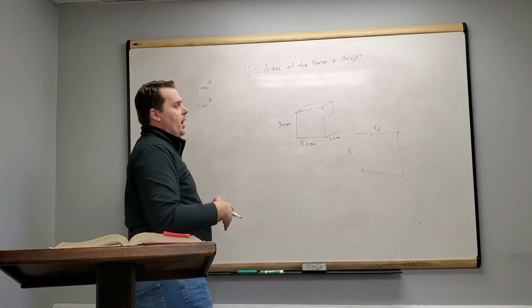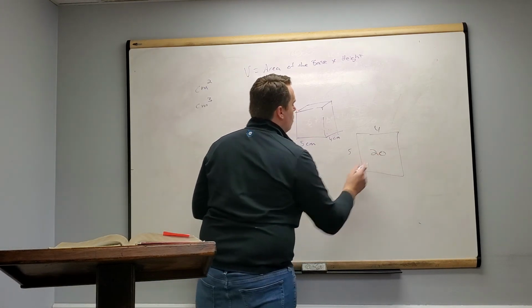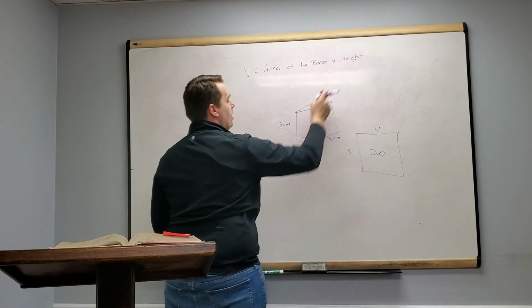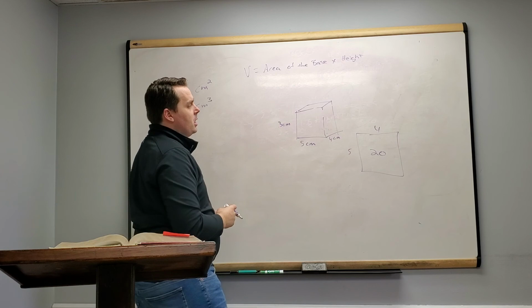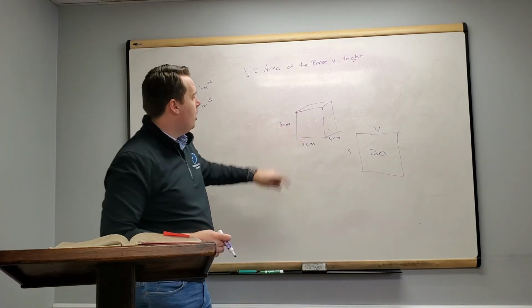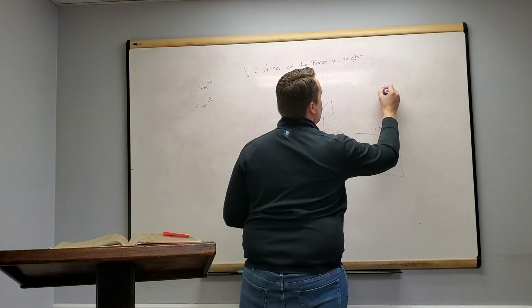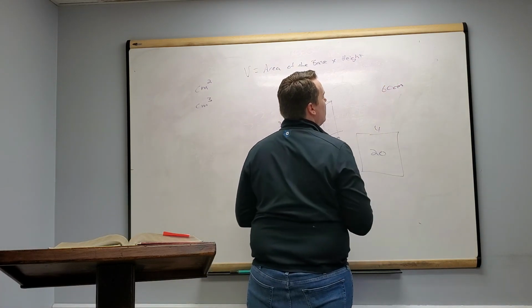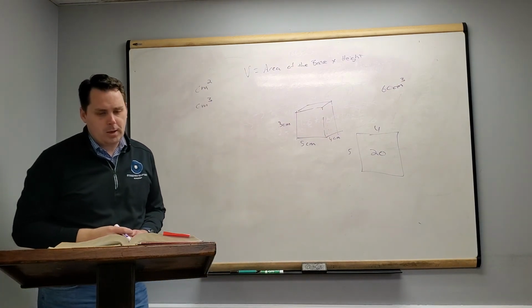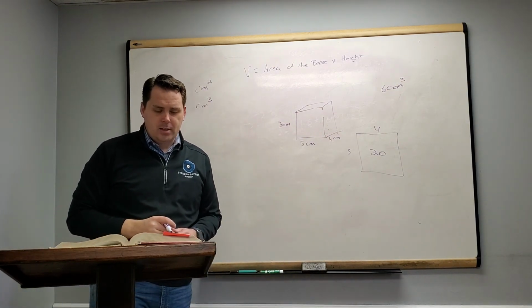So it's 5 times 4, which is 20. The base is 20. Area of the base for volume times the height. How tall is it? Well, it's 3 centimeters tall. So once I find out the area of the base, I times by the height. 3 times 20, of course, is 60. And my dimensions are centimeters, so it's centimeters cubed. Okay? Let's try example number 3.